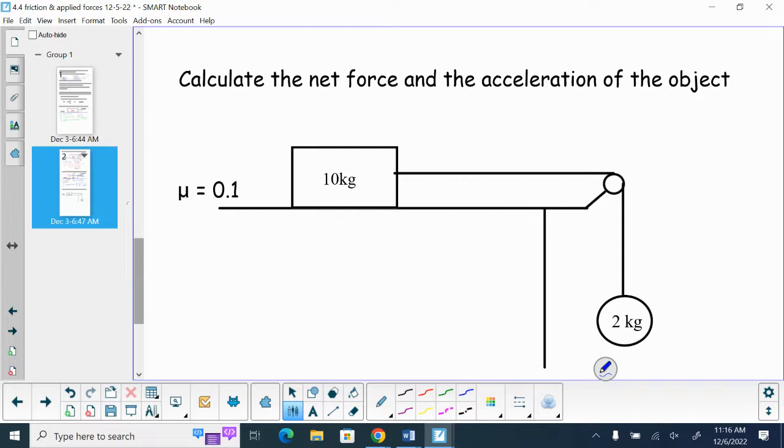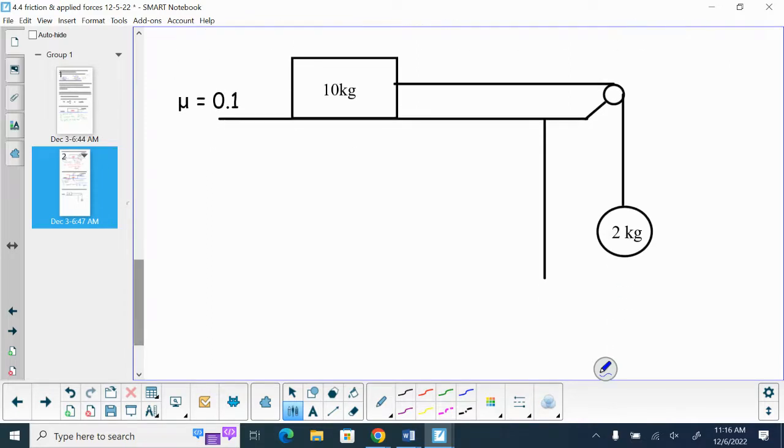Calculate the net force and the acceleration of the object. Now, once again, we have a pulley system here. We have 10 kilograms up here. We have 2 kilograms here that's hopefully pulling this down. We'll see.